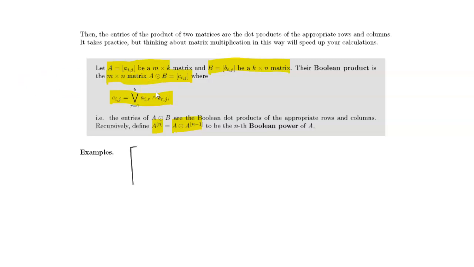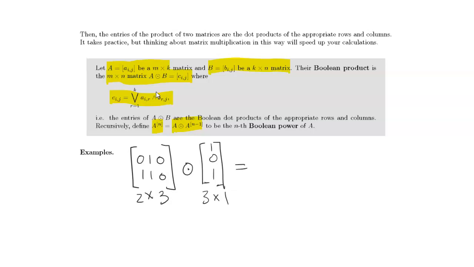Let's take the 2 by 3 matrix 0, 1, 0, 1, 1, 0, product the 3 by 1 matrix 1, 0, 1. So what the definition says is that the inner dimensions of the matrices have to match up, and we'll see why that is in a second. The result is going to have the dimensions of the outer numbers. So our result is going to itself be a 2 by 1 matrix. All right, so let's see how to calculate these.